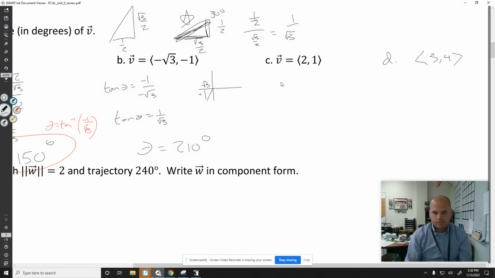One, two. Again, you could do this both ways. 1, 2, 1, 2. Actually, you can't do this both ways. Does tangent equal 2?